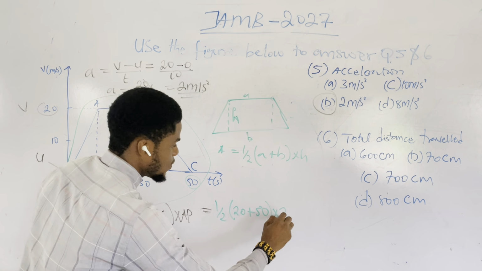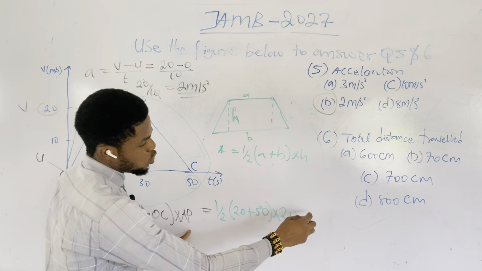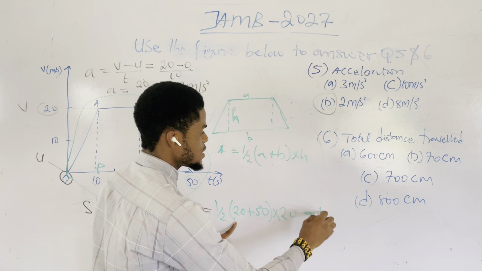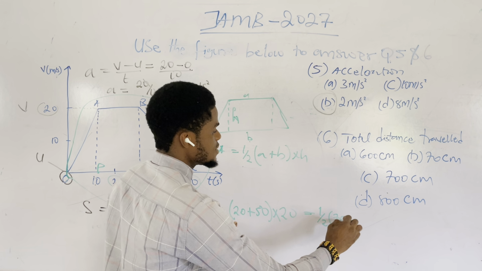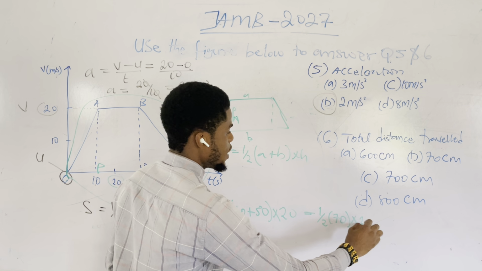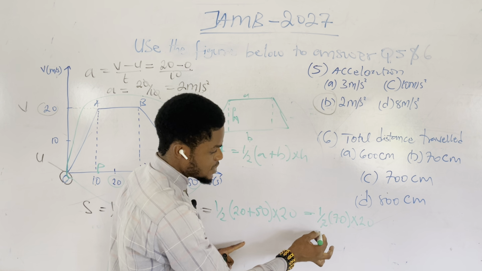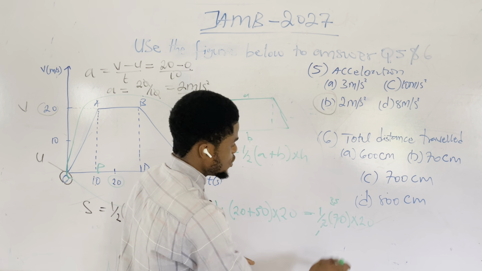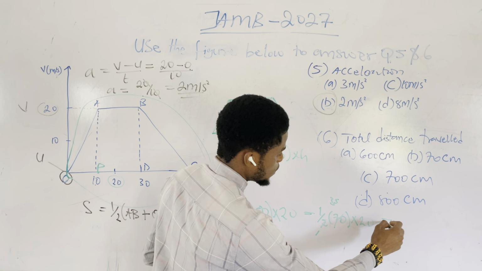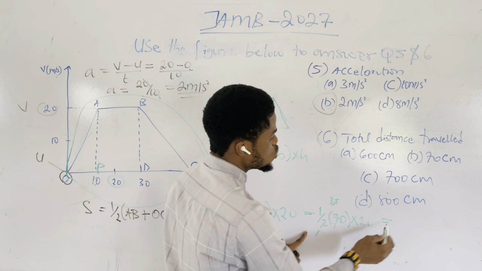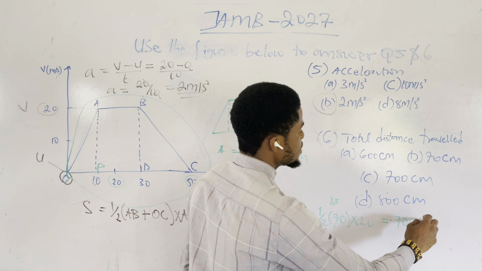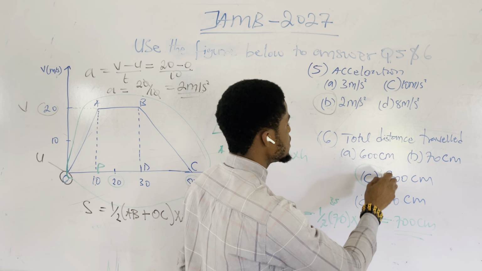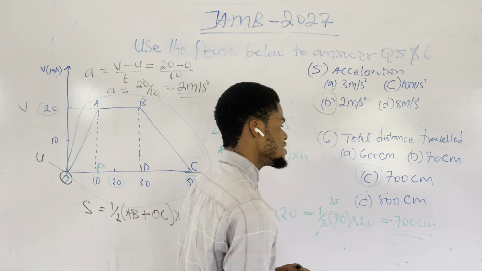This will now be equal to half times 20 plus 50, which gives us 70, times 20. Half of 70 is 35. So this will be equal to 35 times 20, which gives us 700 centimeters. So the correct option is option C, 700 centimeters.